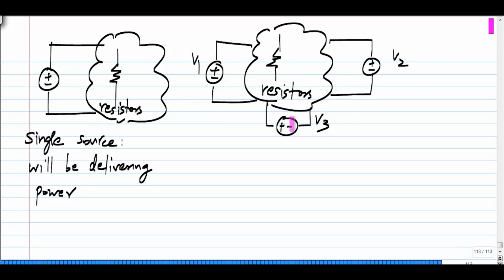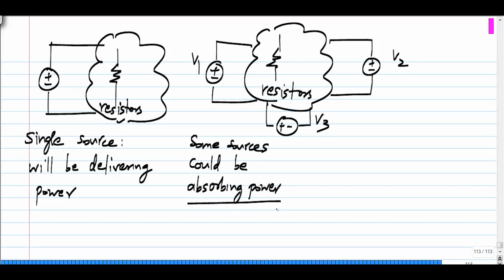Now, we have multiple sources. These sources together will be delivering power to the circuit, but each one of them could be absorbing or delivering power. So, it is possible that V1 is delivering power and both V2 and V3 are absorbing power. So, some sources could be absorbing power. So, this is possible. So, we will take an example of this.